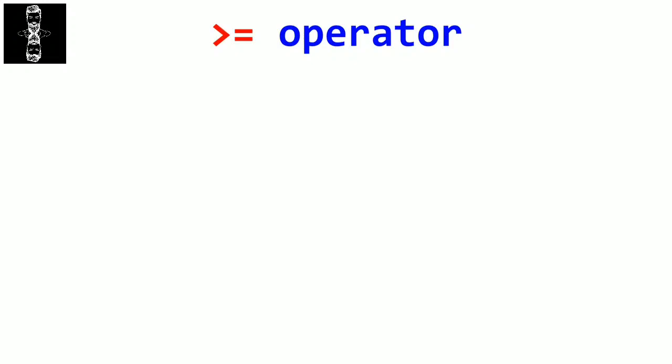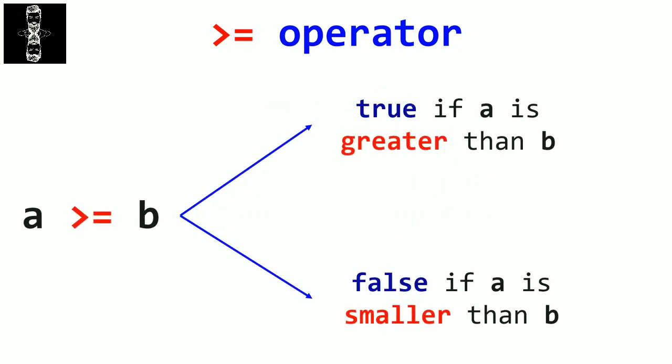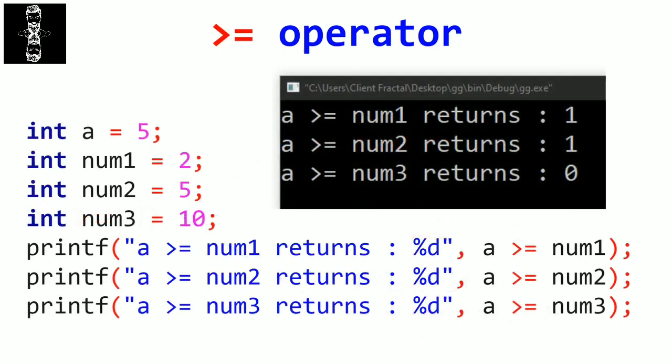Next operator is the greater than or equal to operator. It's represented by this symbol, greater than symbol followed by an equal sign. This one looks like the greater than operator, but the difference is that this one returns true when the two compared values are equal. This is why it's called greater than or equal to. So it returns false only when the left element is strictly smaller than the right one. Here is the proof with these three results.